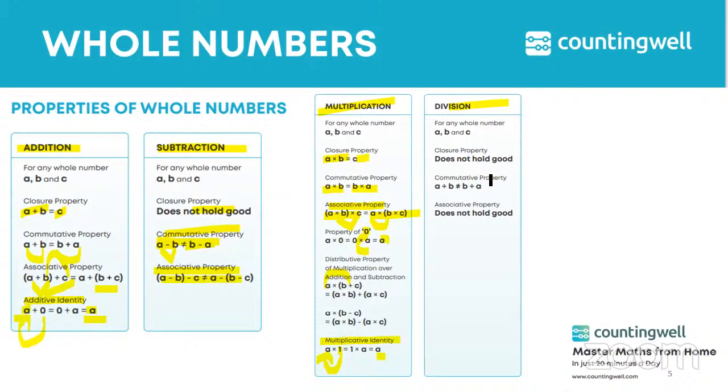For commutative also, it is not true that a divided by b will be equal to b divided by a. Hence, the associative property also does not hold good.